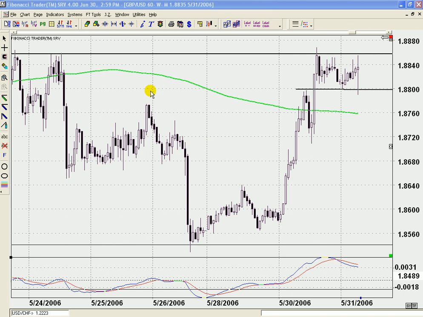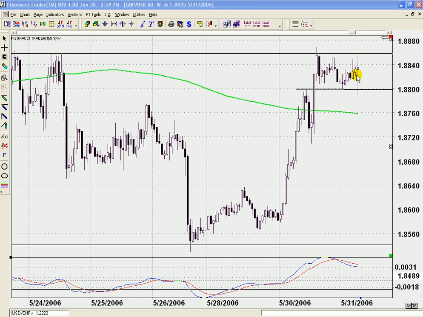We're looking at a British pound US dollar 60-minute chart, and we've studied how price can come up and test previous highs and get rejected. This is such an example where price has come up and tested this high and been rejected. Now it's trading in these ranges.